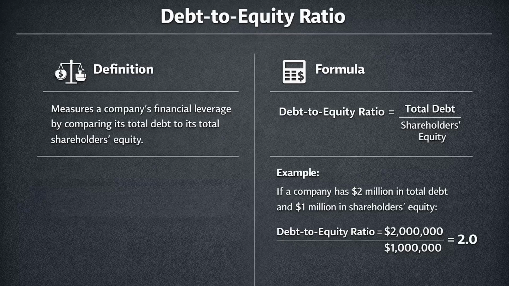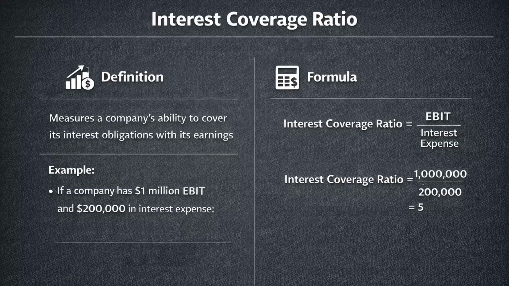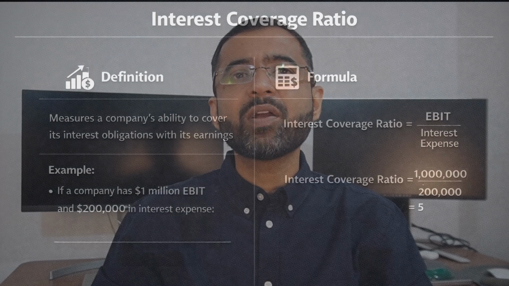Two ratios you must learn. Debt to equity ratio. This shows how much debt the company has relative to shareholders' money. Interest coverage ratio. It shows whether earnings can comfortably pay interest. We will cover both of these ratios in detail later in this series.